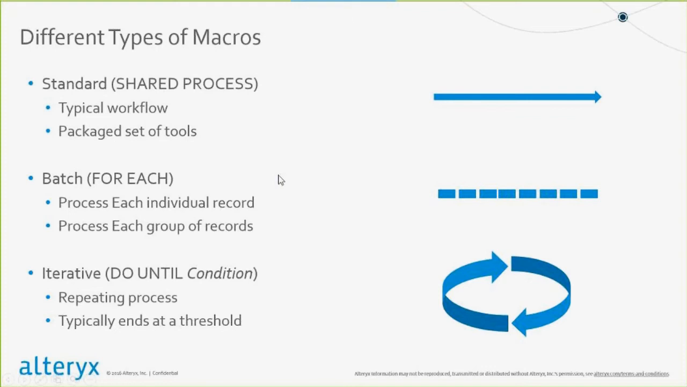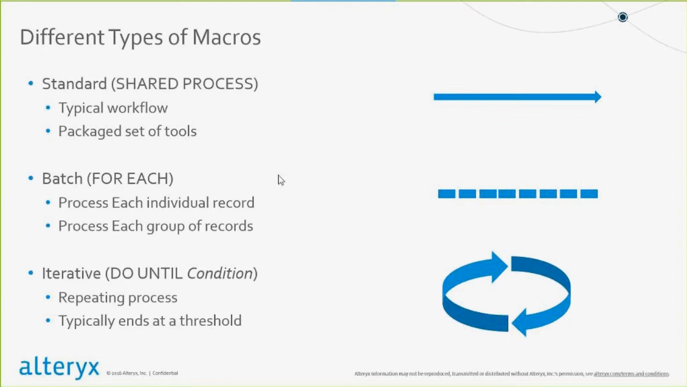So if you would like to distinguish between those types of macros, I think this is a really great slide for understanding that, right? So our Count Records tool was a standard macro. It was essentially a typical workflow that was a packaged up set of tools, okay? And when you run it, it runs through that set of tools once, and it's done. The other two are a little bit more complicated, and it depends on your background, but for me, I find batch to be actually the most difficult type of macro to understand.